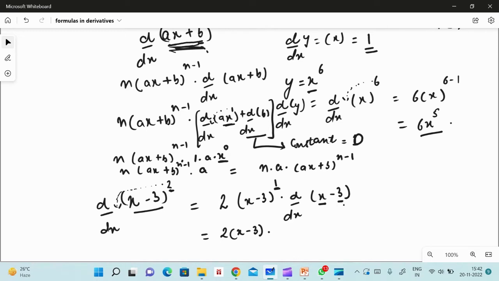And then the derivative of the inner value x minus 3. So I will get 2 into x minus 3 into the derivative of x minus 3. So this is a constant, and the derivative of a constant is 0. We know this thing. And the derivative of x is 1. We have already solved this. So what is my answer? This is 2 into x minus 3 is my answer. Okay. I hope this concept is clear to you.